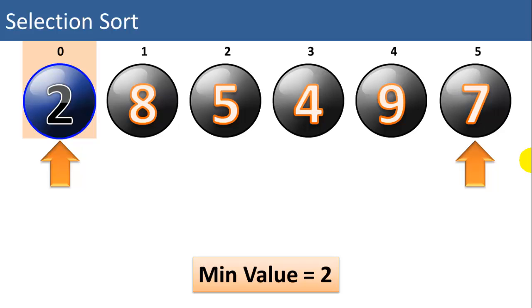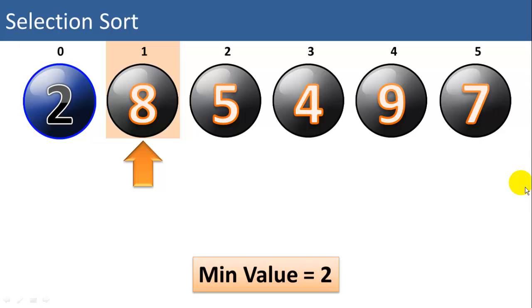We're going to paint 2 blue because that's now part of the sorted part of the list. So this part here is sorted, and everything to the right is not, because we've only done one iteration so far. So our second iteration will start with the 8.